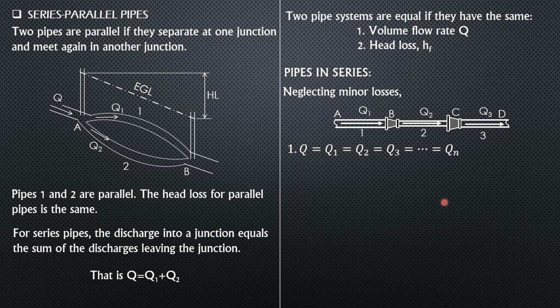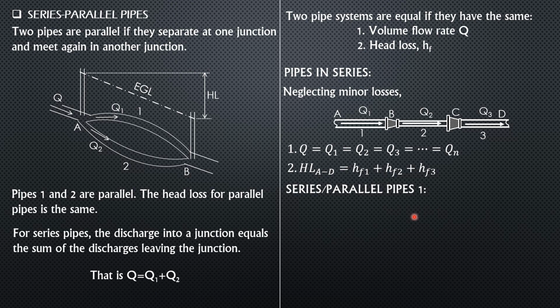And for the total head loss from junction A to the last junction, it is simply the sum of the individual head losses, friction losses. So HF1 plus HF2 plus HF3. So that's for series pipes.